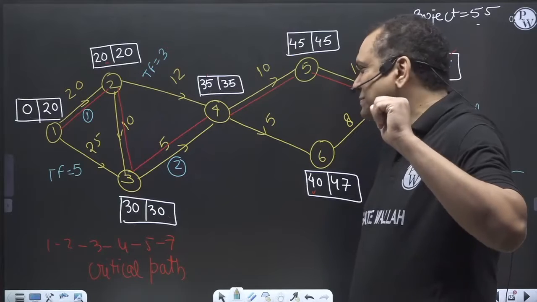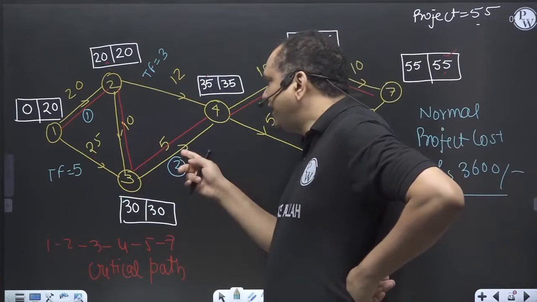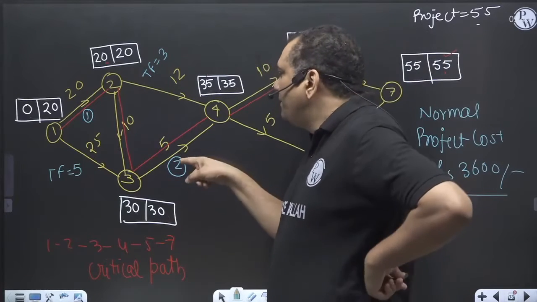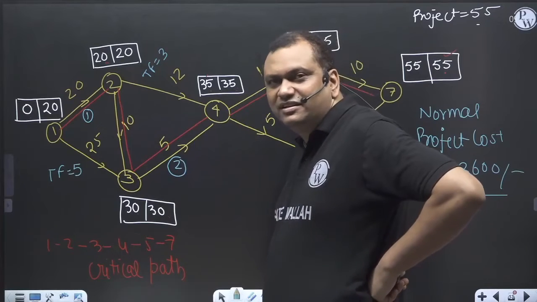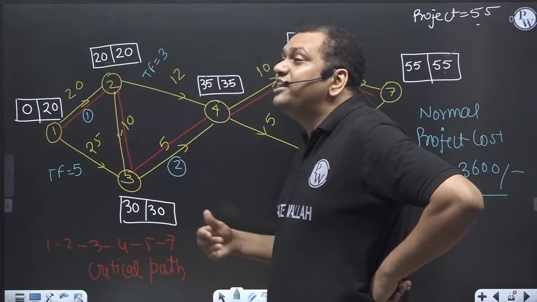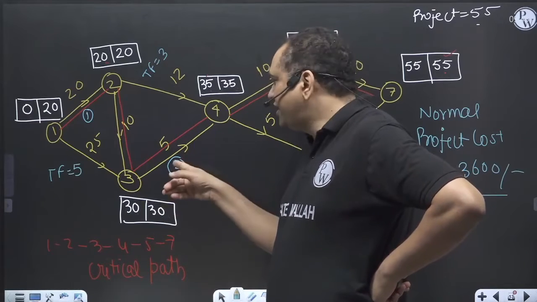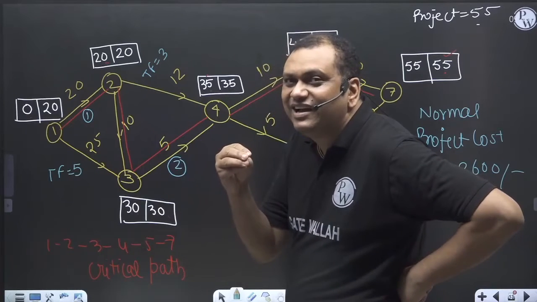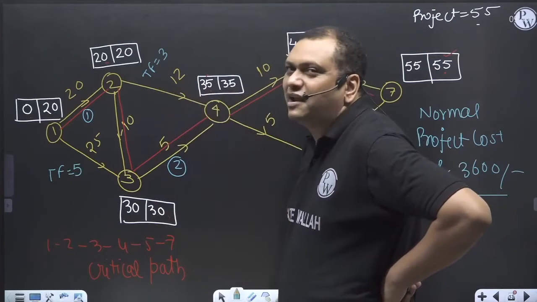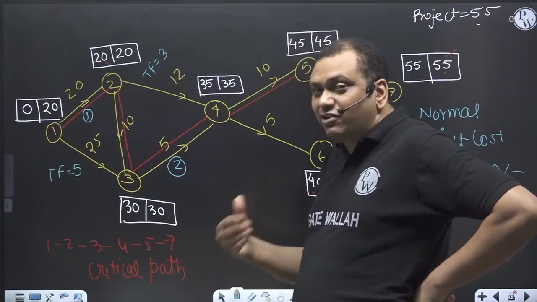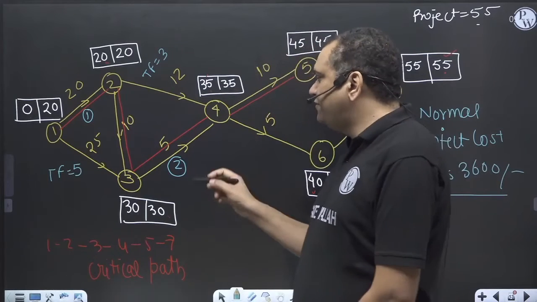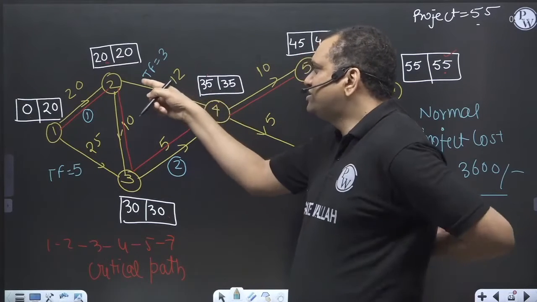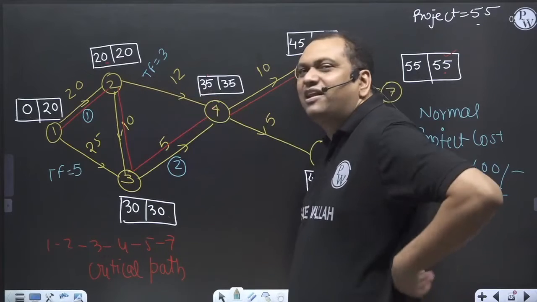See now why I am saying this? By crashing any activity, hear very carefully what I am saying, I am eating up the total float on the parallel branch. For example, if you crash this activity by 3 days, this total float will become 0 and this activity will also become critical.